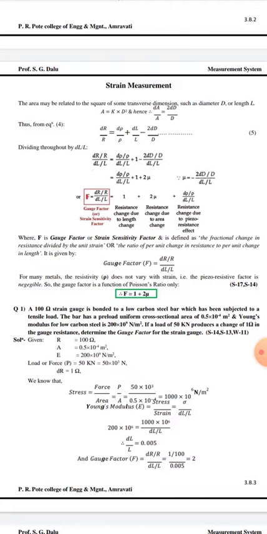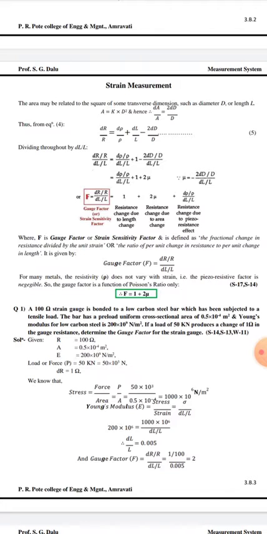The bar has a uniform cross-sectional area of 0.5 into 10 to the power minus 4 meter square, and Young's modulus for low carbon steel is 200 into 10 to the power 9 Newton per meter square. If a load of 50 kilonewton produces a change of 1 ohm in the gauge resistance, determine the gauge factor for the strain gauge.